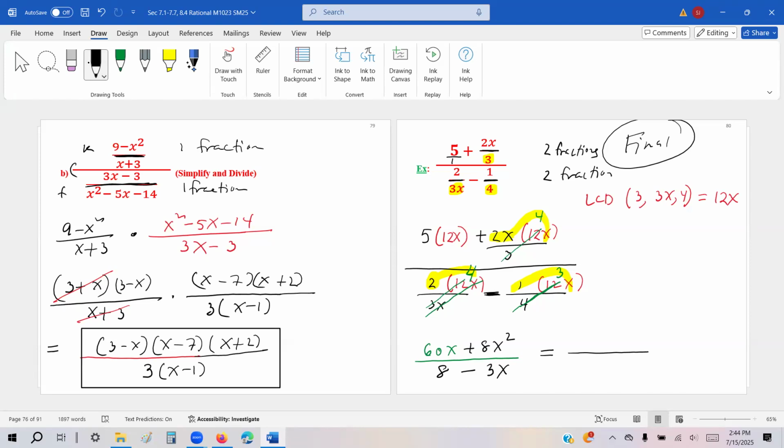Between 60 and 8, both are divisible by which number? 4. And between x and x squared, what is the common factor? X. So 4 goes into 60 how many times? 15. And 4 goes into 8 twice, with the x. Even though we factored, there's nothing we can cancel, so we didn't have to factor.